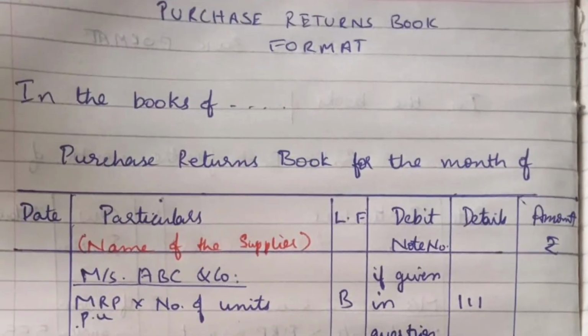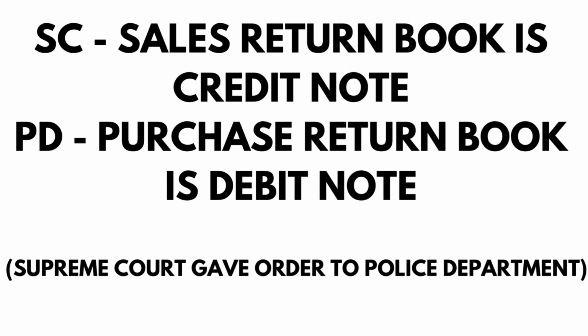The same number of columns: date, particulars, LF. Here it is debit note number, details and amount. Supreme Court gave order to police department. Now Supreme Court is sales return, it is credit note. Police department, it is purchase return, it is debit note. If you have any other memory trick, you can use it. This is my memory trick.